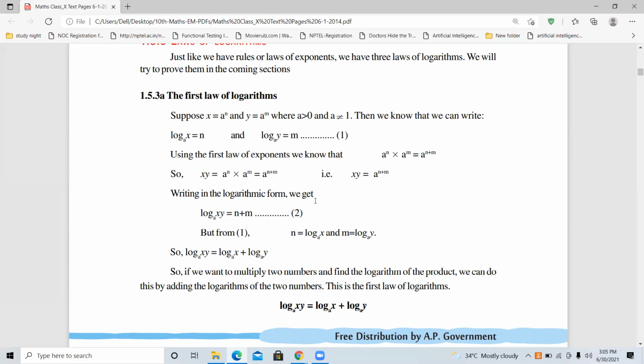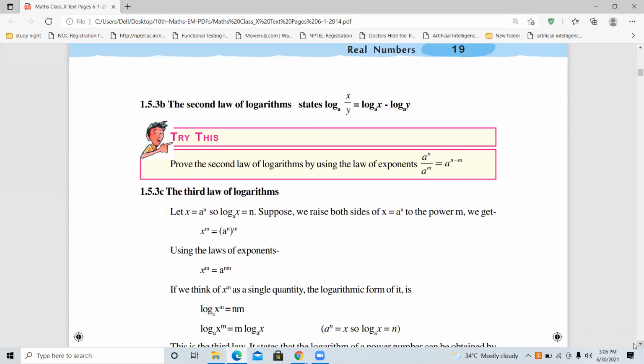Now from equation 1, I am substituting the values of n equal to log x base a and m equal to log y base a. When I substitute these values, I will get log of xy base a equal to log of x base a plus log of y base a. In this way, we have proved the first law of logarithm, and we should definitely remember the conclusion that log of xy base a equal to log of x base a plus log of y base a.